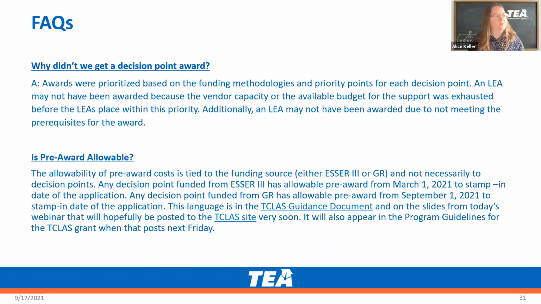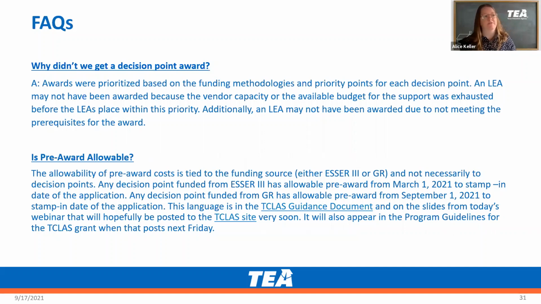Another major question we've been asked is about pre-award allowability. Because this grant is funded from 2 different funding sources, ESSER 3 and GR, pre-award costs are allowable in a different capacity for each of those grants. Any decision point funded from ESSER 3 has allowable pre-award costs starting on March 1st, 2021 to the stamp-in date of the application. And stamp-in date is really the date that your application is submitted in the eGrants system.